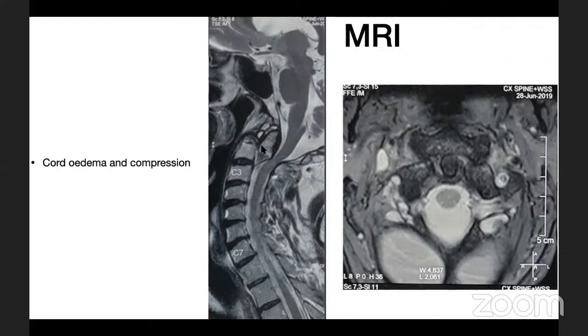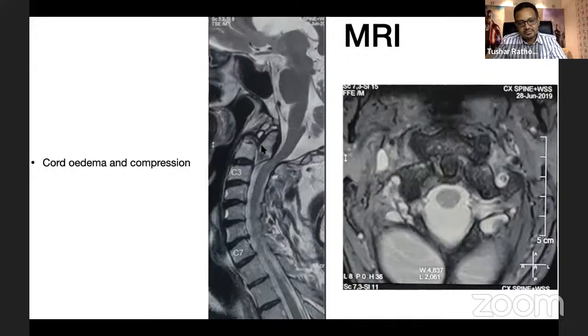Tushar, which kind of tongs were you using, Gardner-Wells or Mayfield? Sir, we use Gardner-Wells. Okay. Tushar, did you use neuromonitoring during this procedure? Yes, we used neuromonitoring. It's in-house at KM Hospital, so we routinely use neuromonitoring for all.